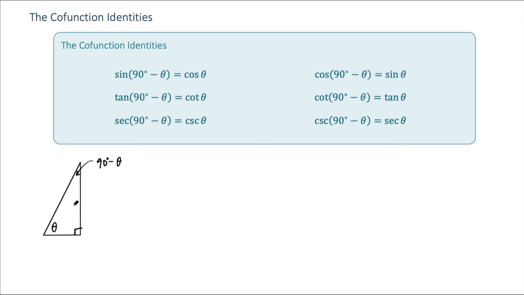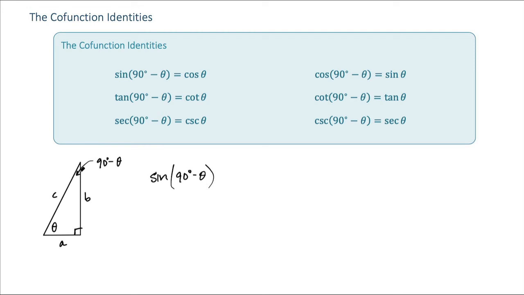Okay, then if we look at these three sides, I'm just going to give these three sides names. I'm going to call them A, B, and C. And then I'm just going to look at the sine. Okay, the sine of 90 degrees minus theta, that's this thing right here.